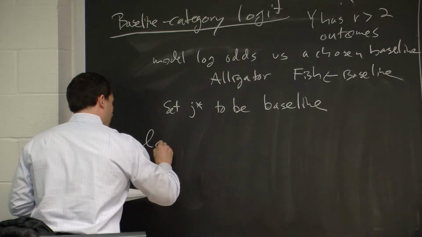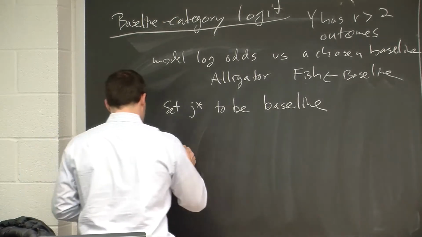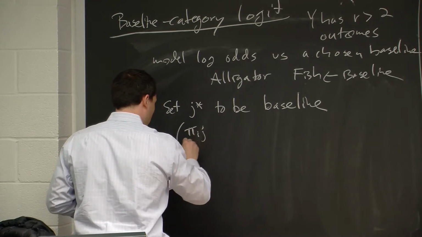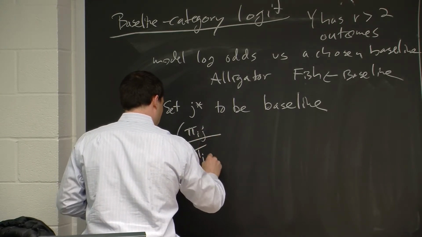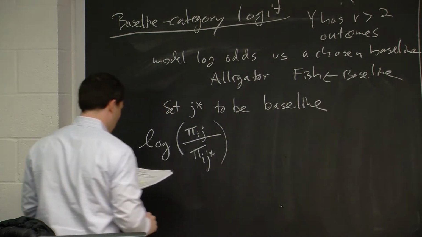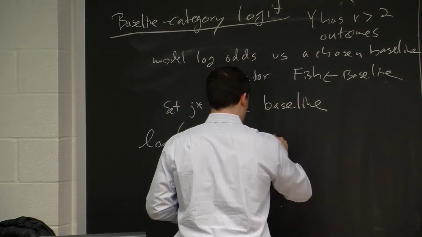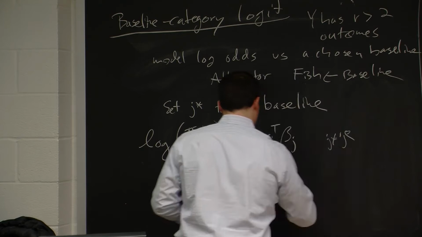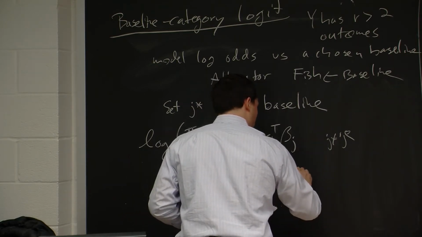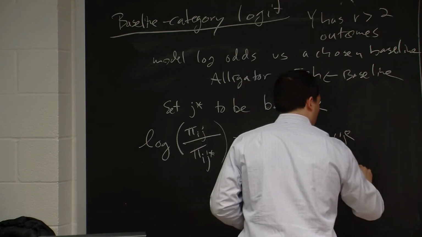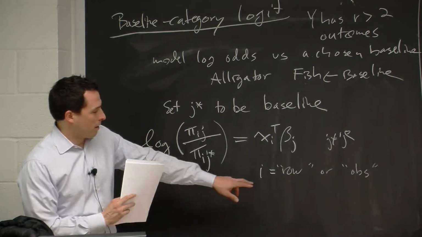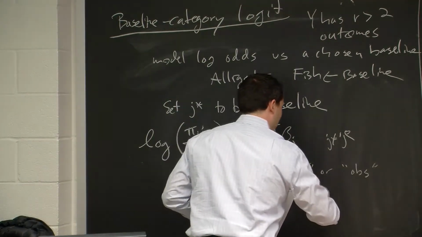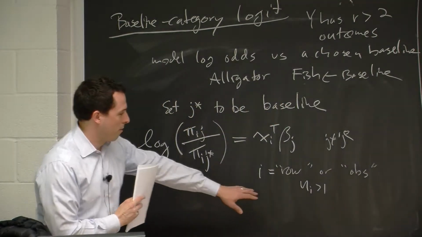And then our model is that we look at the ratios for everything versus the baseline, and we say that that is equal to, where j is not equal to j star. And so here i is the row or observation. Generally this is something like all of the outcomes that correspond to a certain row. So there's an n_i, which is not 1, number of observations.